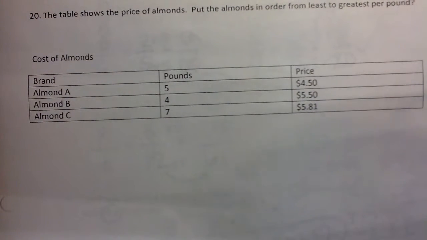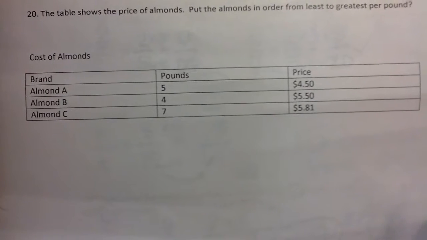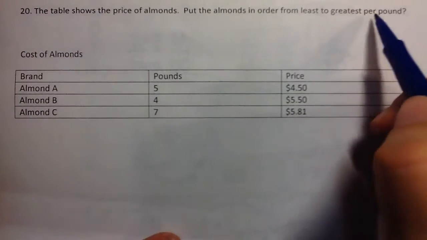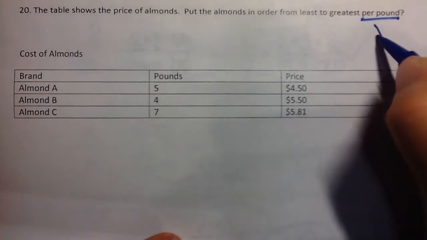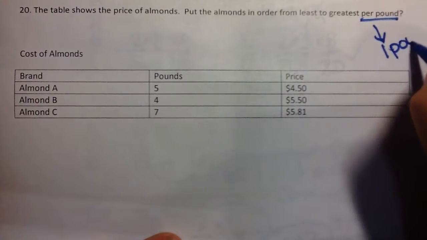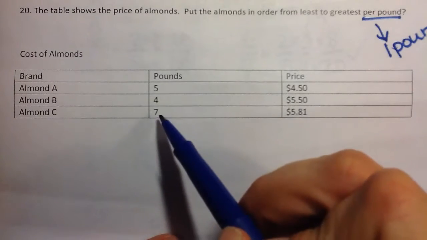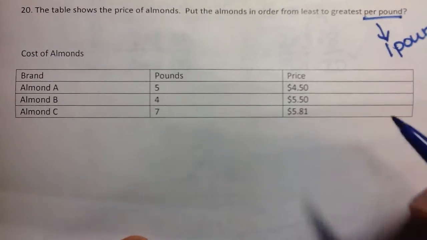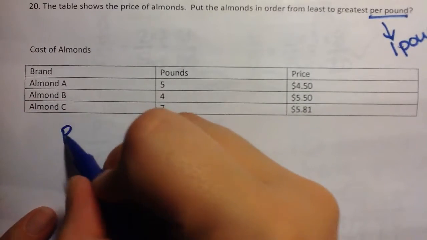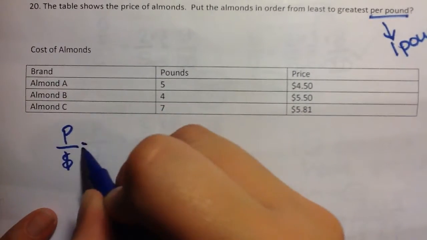All right, the table shows the price of almonds. Put the almonds in order from least to greatest per pound. Per pound means 1 pound. So on each of these, we have to figure out how much 1 pound costs. Okay? So we have pounds and we have money.